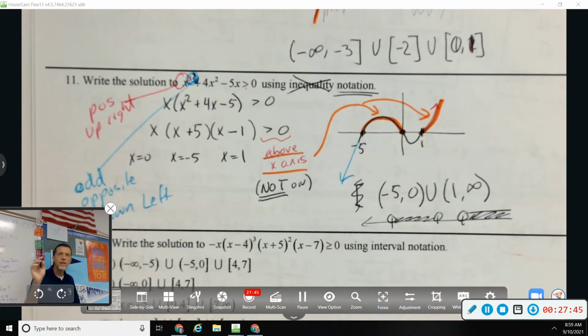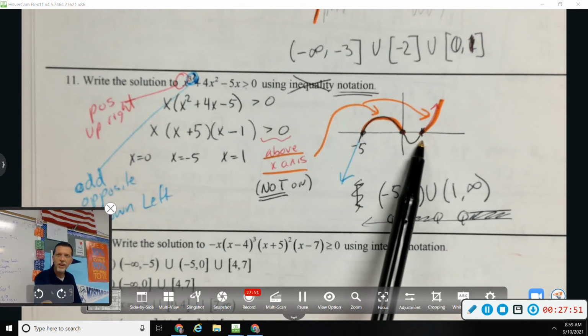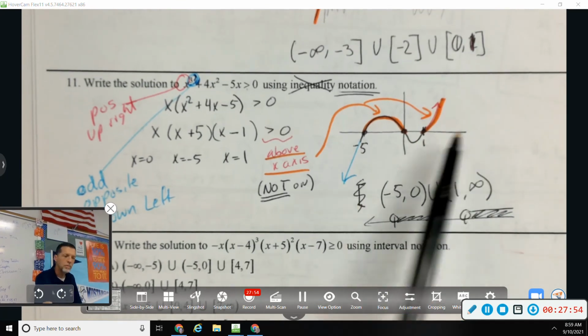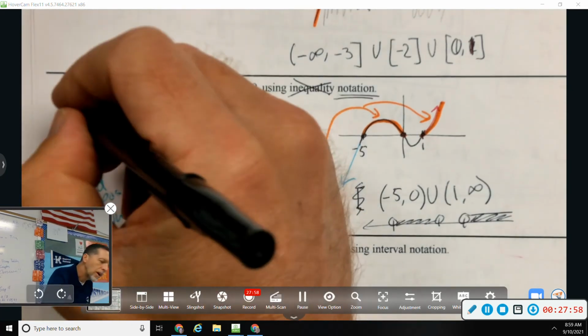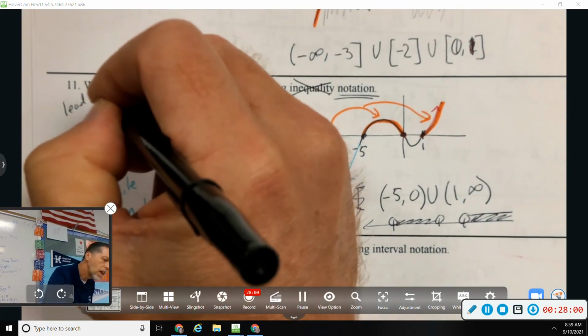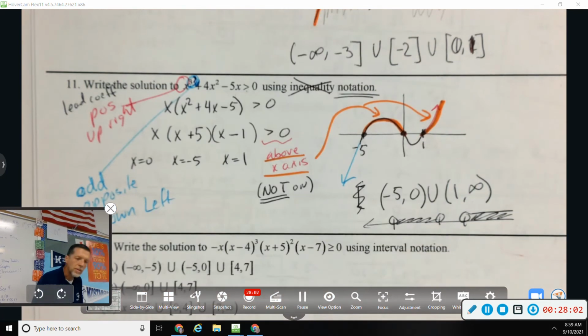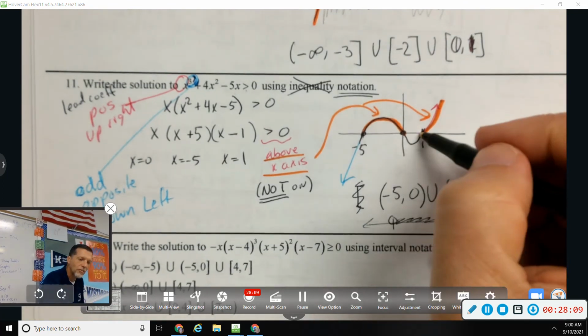I'm confused on how you determined which direction these were going. Okay, so you're good with putting the zeros on there, but how do we know where to put things? We knew that because the lead coefficient was positive, that means it's up on the right. This is the end behavior stuff. So I did that first. The first thing I drew was I know it's going up on the right.